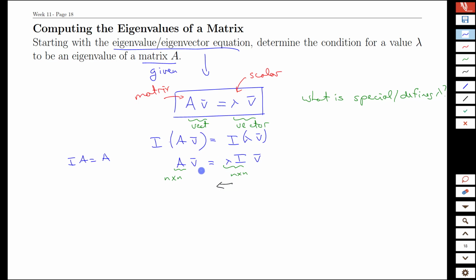We're going to move all of this stuff to the other side. So we're going to get A times v minus lambda I v is equal to a 0 vector. Now we have a matrix times v minus a matrix times v; there is this grouping ability with matrix multiplication. We can gather those terms. If you think of it as distributivity in reverse, v distributes into both of these things, or we can compact them together going the other direction.